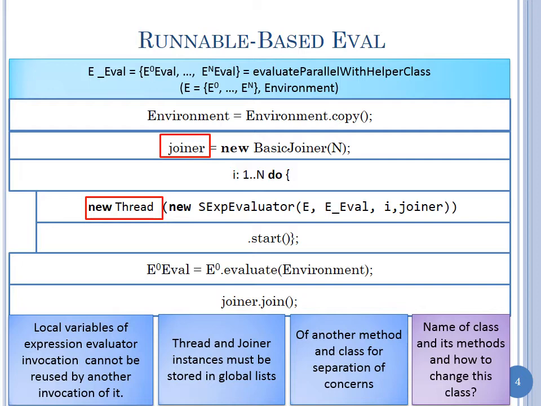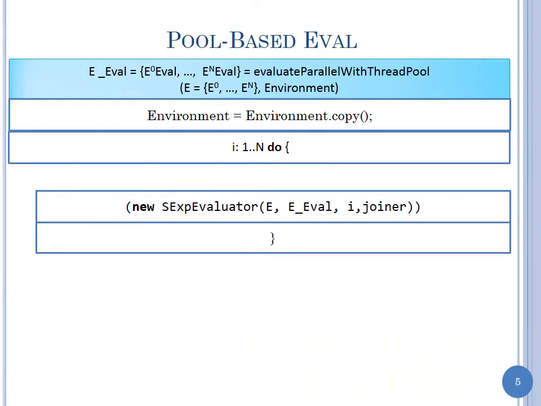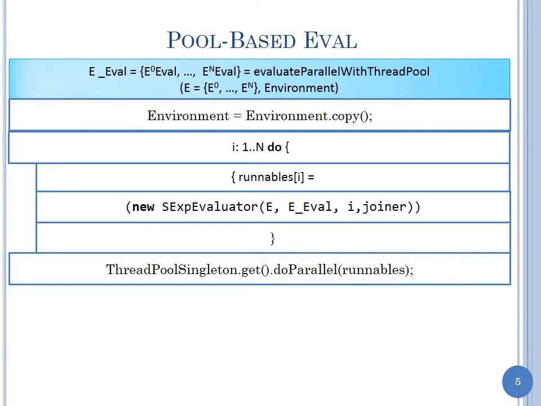Okay, so let's go and see how that will go. This is what I had. With the pool-based thing, I would go and say runnables. We know we want to create a runnable, okay? So let's say we still want the same interface. Now what we do is we take each runnable and assign it to an element of an array, which is exactly what was mentioned before. And I will go and say threadpool singleton get, do parallel, runnables.